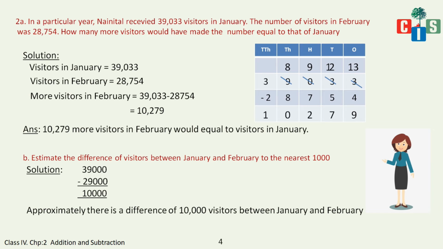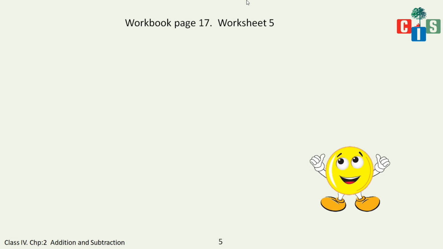But in real life, when you go to DMart or when you go shopping, each number is not estimated. The total is estimated. But at this stage, estimation is introduced to your level. Your textbook says that you have to estimate each number and then do the operation. Fine. Now moving on to the next page, that is workbook page number 17.